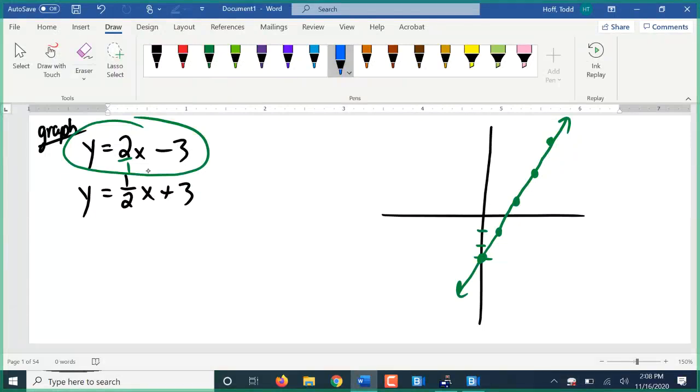My second equation, I'll circle it in blue. That starts out at positive 3. That's my first point. From that point, I have a rise of 1, or a slope of 1/2. So I rise 1, run 2. I'll rise 1, run 2. Puts me right there.